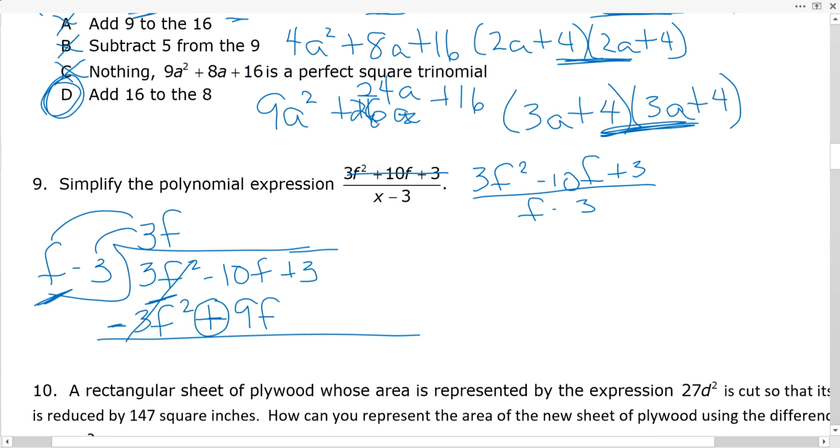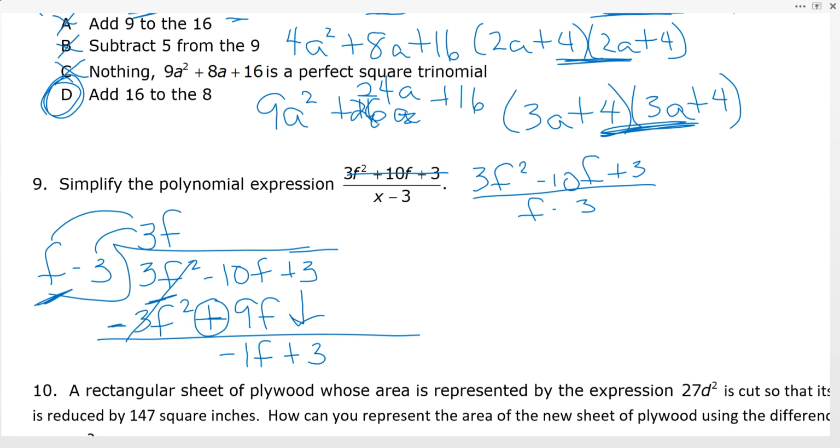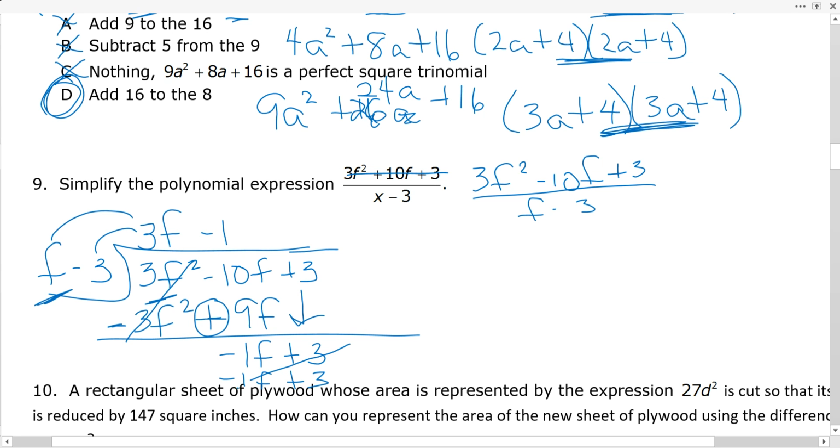My f squareds cancel out, and I have minus 10f plus 9f, which is negative 1f. Bring down my 3. And then I go, oh, f plus 3 and f minus 3. If I multiply my f times negative 1, then I would end up with negative 1f plus 3. And these are the same, which is going to give me a 0. And this is my answer, 3f minus 1.